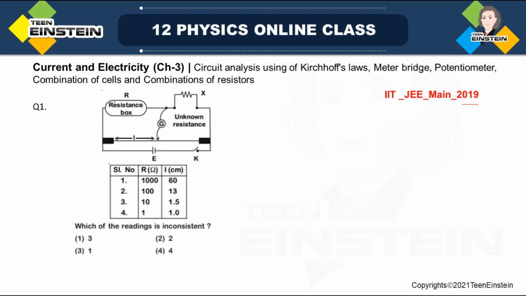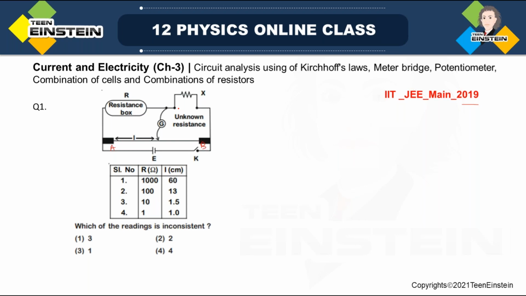Here you can see there is a resistance box. This is the unknown resistance which we need to determine, and this is a conducting wire. Generally it can be a copper wire, so it has a certain resistance, you know that. The length of the wire is measured from this side, suppose A to B, so the length is measured from A to B.